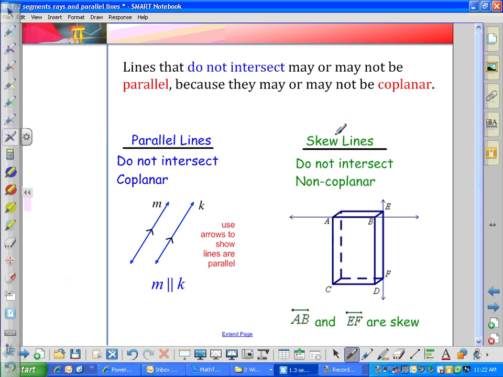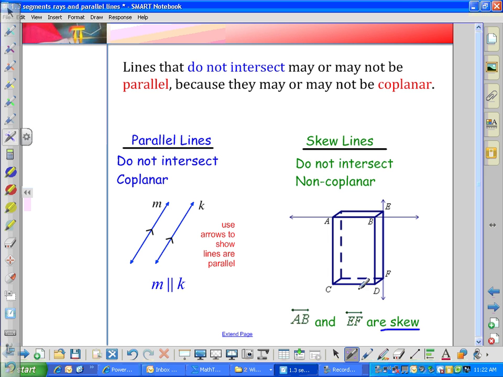Okay, now let's talk about skew lines. Skew lines also do not intersect, but this time they are non-coplanar. So they're not going to be going in the same direction. So if you think about this three-dimensional box, this is really helpful. So we have line AB here, which is kind of in the front on the top of the box, and then we have line EF, which is kind of in the back of the box but going up and down. So if you think about three-dimensional space, you can see how these are never going to intersect, but they're not going in the same direction either, so we call them skew lines.